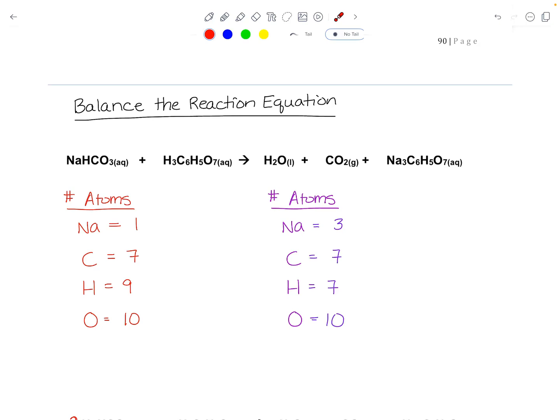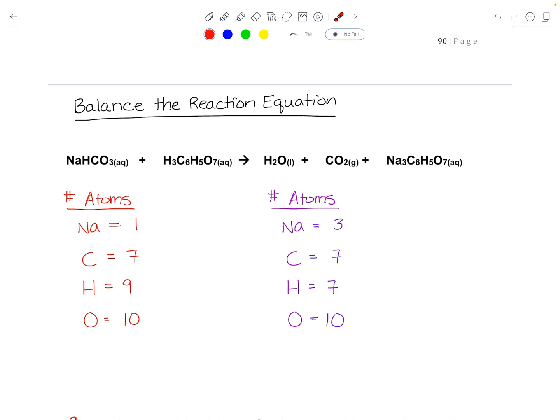In order for a reaction equation to be accurate, it needs to follow the law of conservation of mass, and that says that whatever atoms we have on our reactant side, we have to have the same number and types of those atoms on our product side. So the first thing we do is check if that's the case. We count the number of atoms of sodium, hydrogen, carbon, and oxygen on each side.